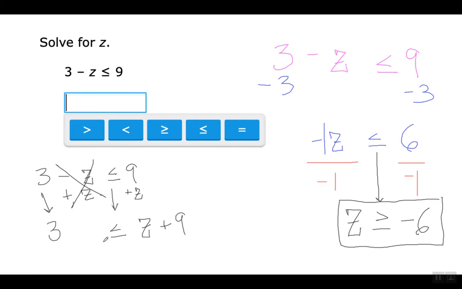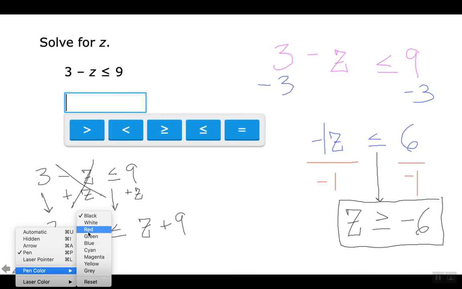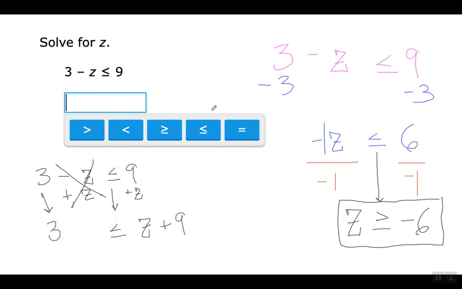Now I'm still trying to get z by itself, so I'm going to move the 9 to the left by doing the opposite of adding 9, which would be subtracting 9 from both sides. If I subtract 9 from both sides, 9 minus 9 is 0. So on this side I've got z by itself, and on this side, 3 minus 9 is -6.